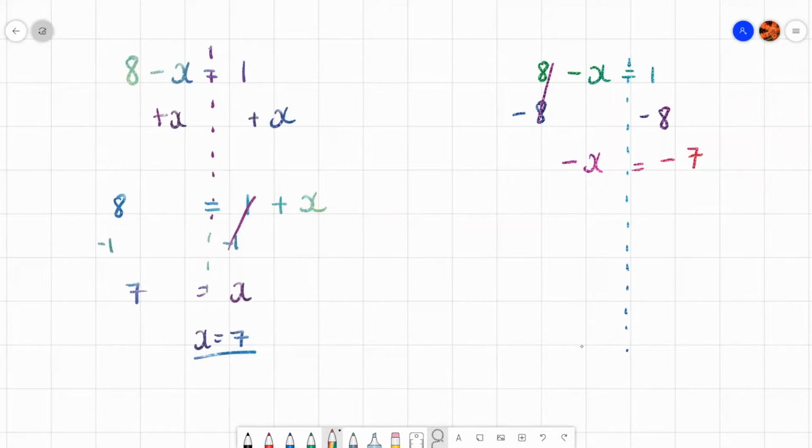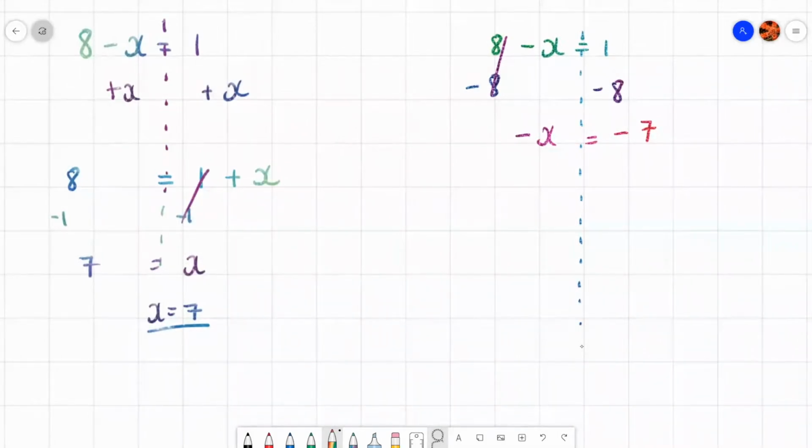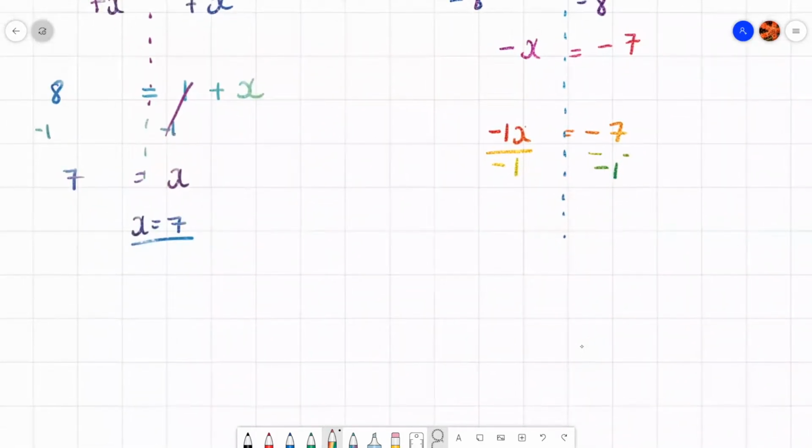I still don't have the answer that I want because I just want to know what positive x is. Therefore, to get rid of the minus 1, I'm going to divide by minus 1 on both sides. That's because my invisible number in front of the x is 1. So to get rid of a times by minus 1, I've got to divide by minus 1 on both sides. Minus 1 divided by minus 1 is just 1, so 1x. I'm just going to write x. And minus 7 divided by minus 1 is just positive 7, because when you divide two negatives together, they turn into a positive.